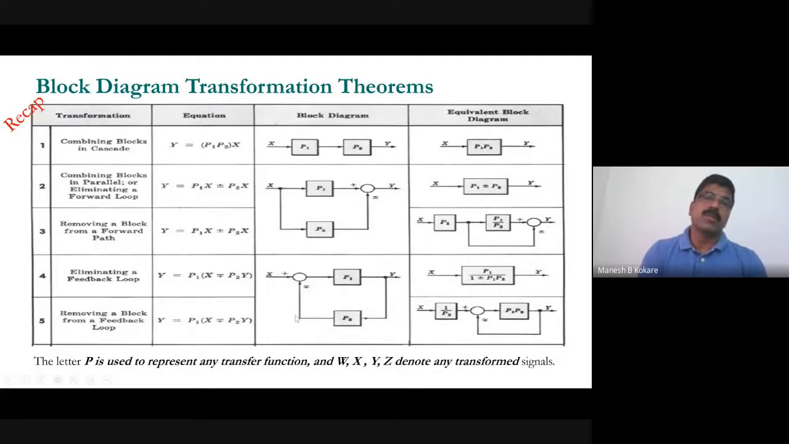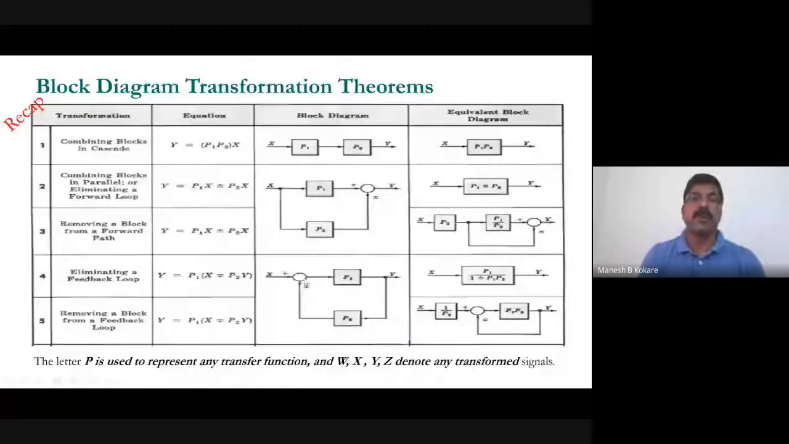Then the third rule says eliminating the loops. For example, if this block has transfer function equal to P1 and the other equal to P2, and their output side is common and the input side has a summing point, this is the summing point. Now see that the direction of the signal is in the opposite direction, right to left. So these two blocks are connected in a loop.